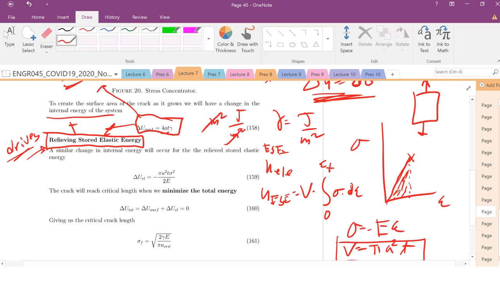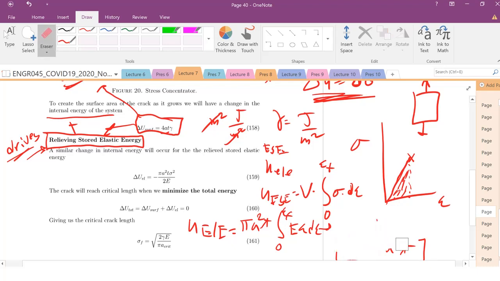So if you work this out all the rest of the way, actually I'll show it to you in a second. So U elastic is going to be the integral of volume, pi a squared t, times the integral of E times epsilon d epsilon. We could do this integration, and that will eventually lead you, let me erase this here. So if I integrate that, I know that I will be left with this equals pi a squared t times E times epsilon squared over 2.